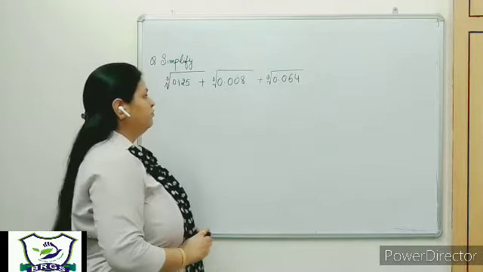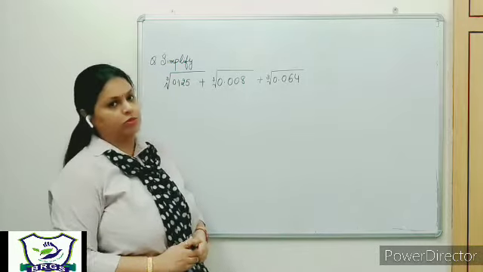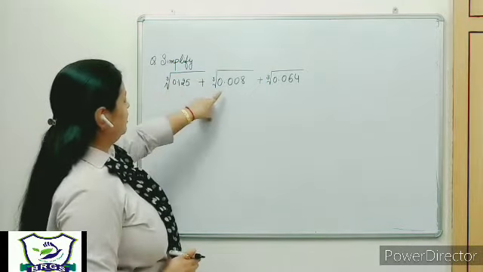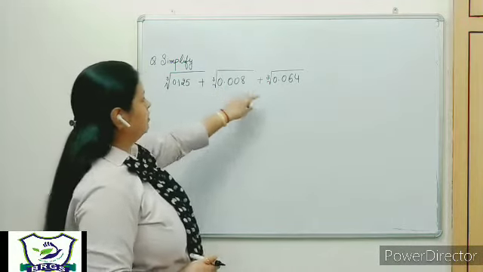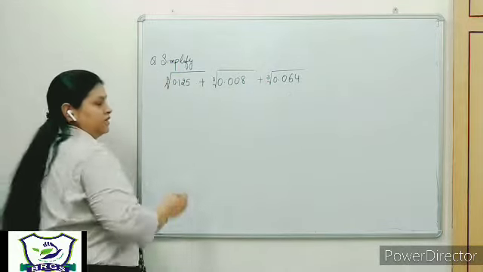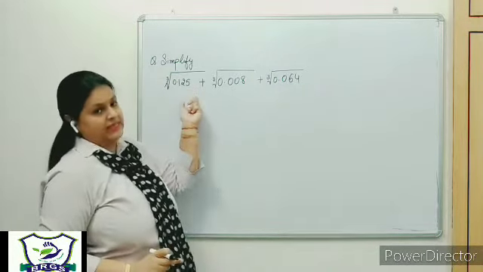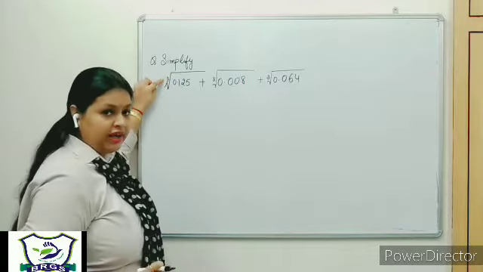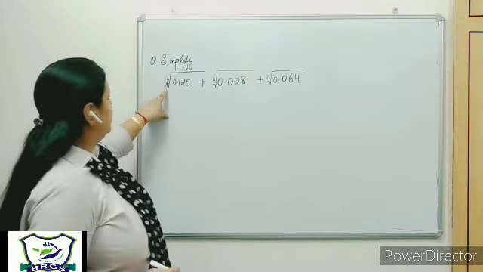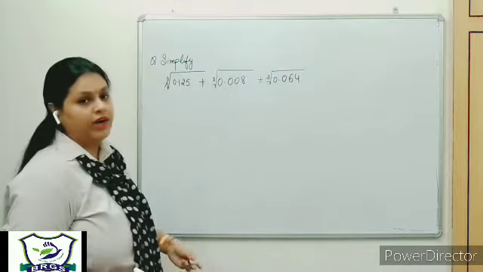Let's solve a few questions related to the cube root. By this we will learn applications of cube root. Now this is the question: simplify cube root of 0.125, cube root of 0.008 plus cube root of 0.064. Focus here: the digit 3 is mentioned. When the digit 3 is mentioned, it means you have to find the cube root of the number inside. If no digit is mentioned, it means you have to find the square root of the number inside. Here in all these 3 numbers, 3 is mentioned, so we have to find the cube root.